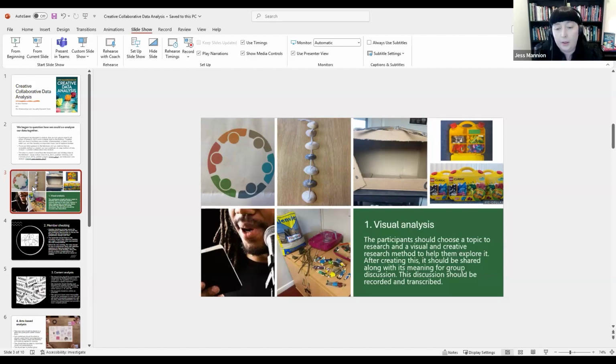So we would ask people, so we come up with a research question, and we come up with a method, and we explore it through that method. So we create a metaphor to be able to help us to explore it. And then when that's done, each person should share their creative output and what it means to them. And then this should create a further group discussion, and this discussion should be recorded and then transcribed.